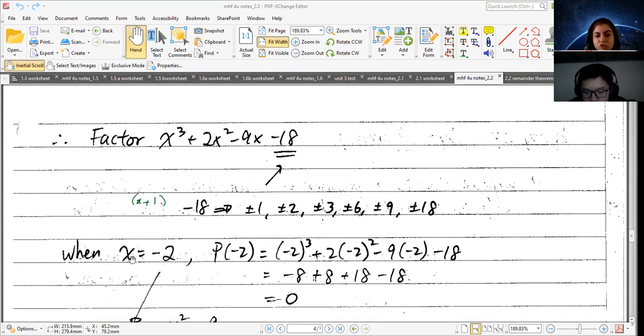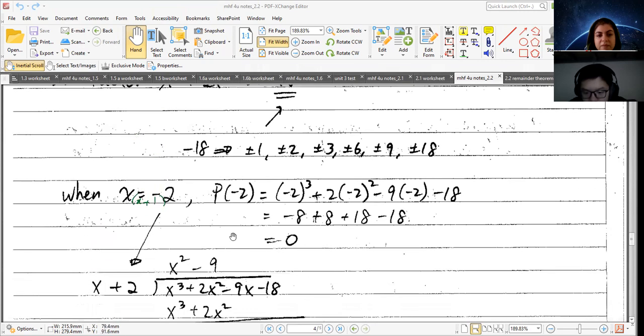We need to guess. We try x equal to -2. P of this one is going to be my P now. P of -2 is 0. Therefore, we say yes, x equal to -2 is a factor. Then I'm doing the long division for that.